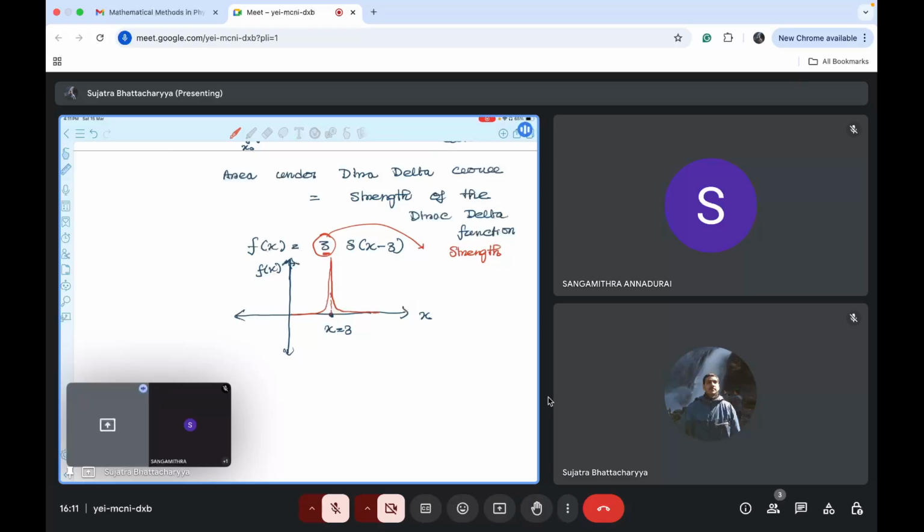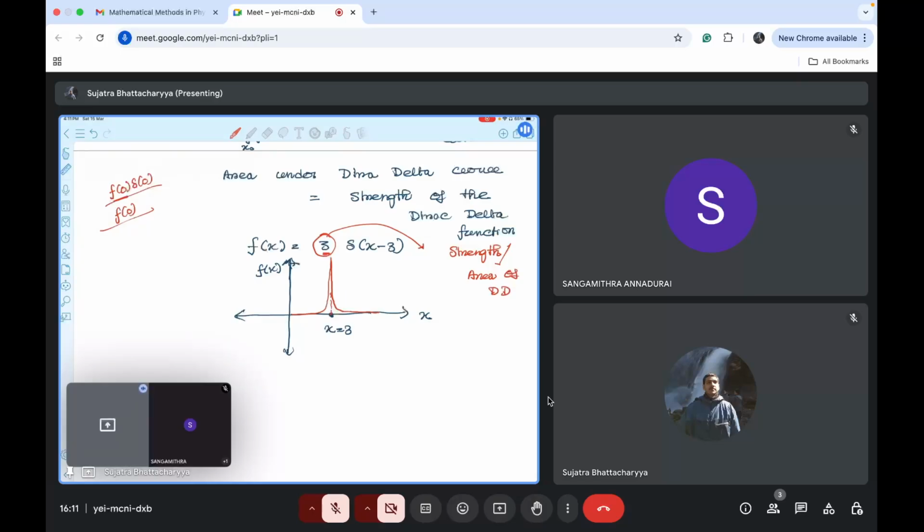That's why whenever we were doing f of 0 into delta 0, we were just writing f of 0 in the Laplace transform wherever we were doing that. Okay, so this is what it is. This is the strength or the area. So the area under the curve here will be equal to 3. And this is the strength or the area of the Dirac delta I am writing right now.